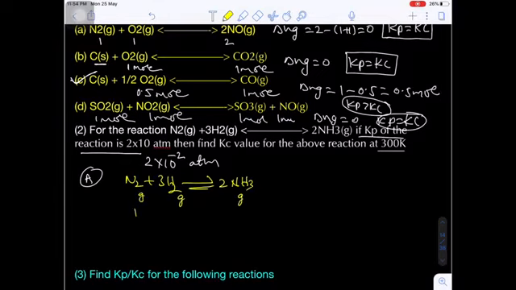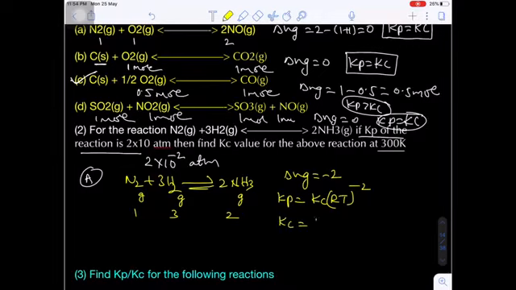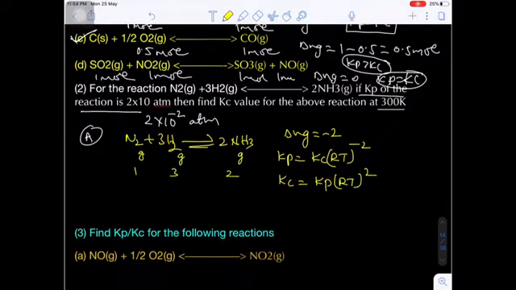Now here 1 mole, here 3 moles, here 2 moles. So what is the delta Ng value? That is equal to minus 2. So what is the relation here? Kp is equal to Kc RT whole to the power delta Ng. Delta Ng is minus 2, so Kp is equal to Kc RT whole power minus 2, or Kc is equal to Kp into RT whole square. Shall I write it like this?